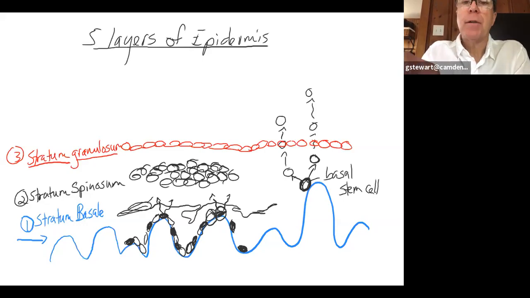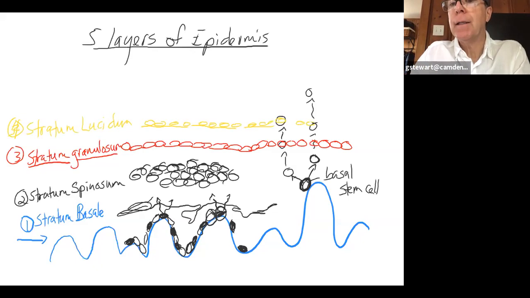As we go up into the stratum lucidum, which is only found on the palms and the soles, I'll give that a new color. This should actually be number 4. Stratum lucidum. And it's really super thin and clear. There are dead clear cells here only in the palms of the hands and the soles of the feet.